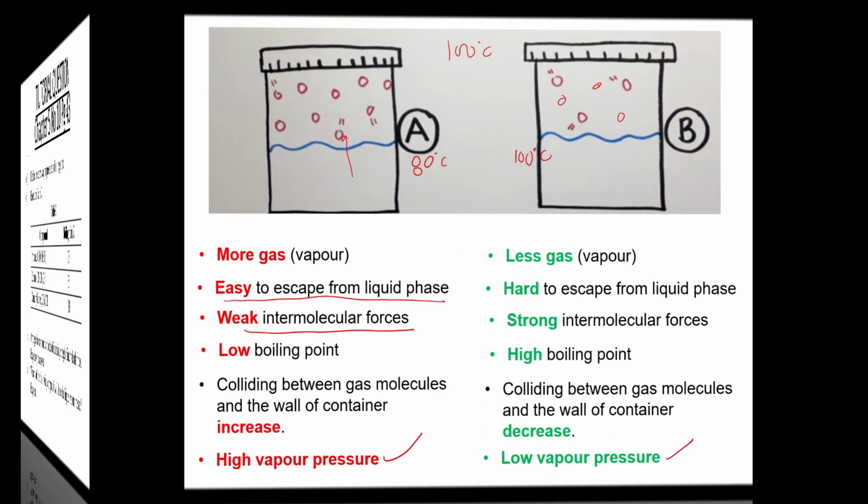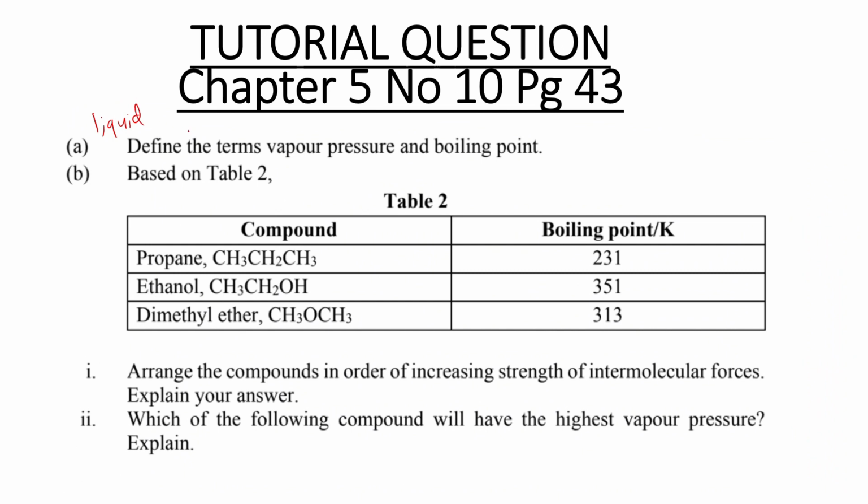Okay, from tutorial question, okay, define vapor pressure. So ingat lagi, vapor pressure yang dihasilkan oleh vapor, oleh gas dalam closed container. So lagi banyak dia tukar jadi gas, okay, ada pelanggaran antara molekul gas dengan molekul gas dan dinding or wall of the container, so akan produce pressure. Okay, so define vapor pressure and boiling point.